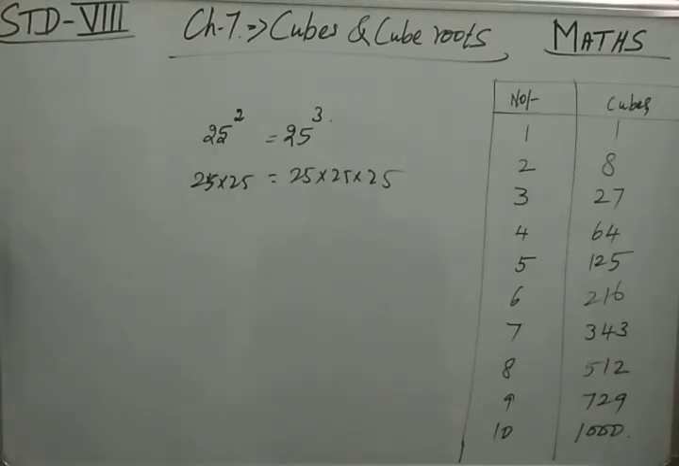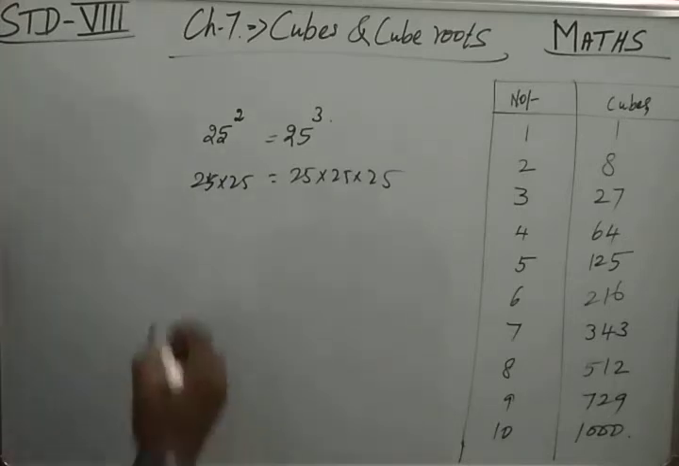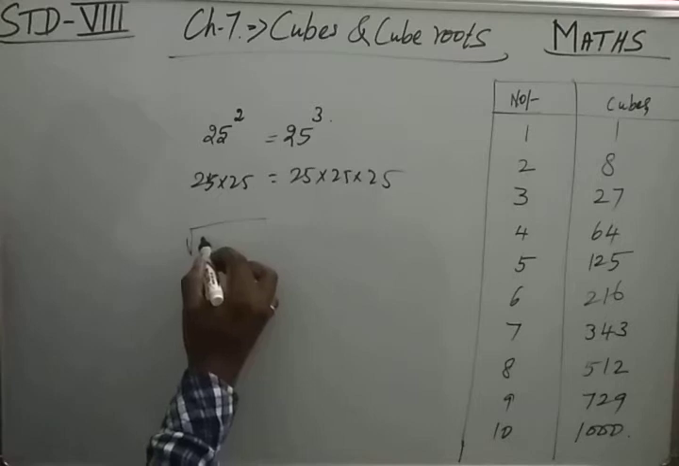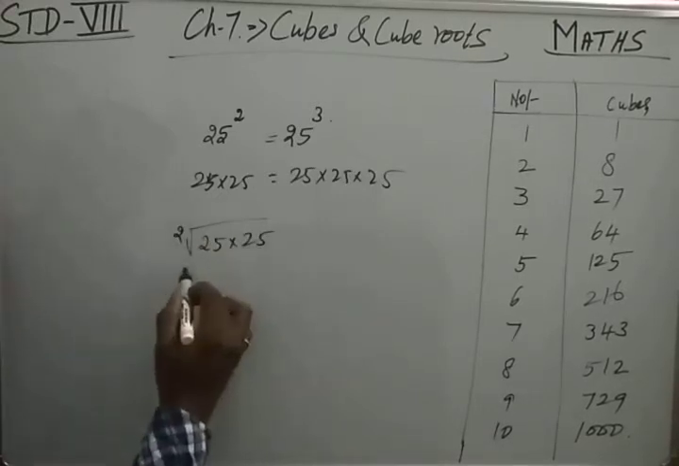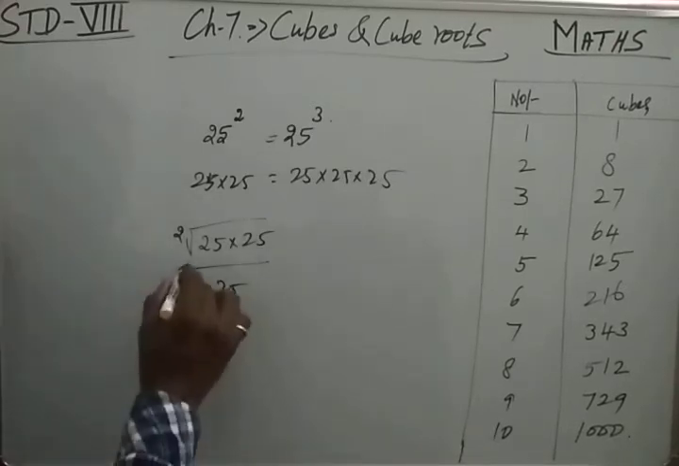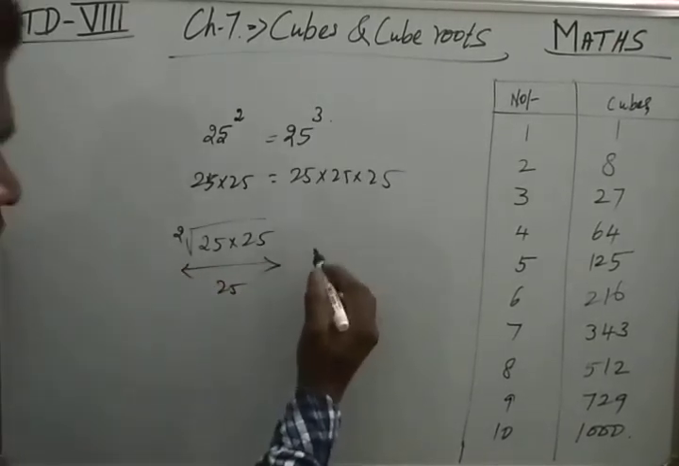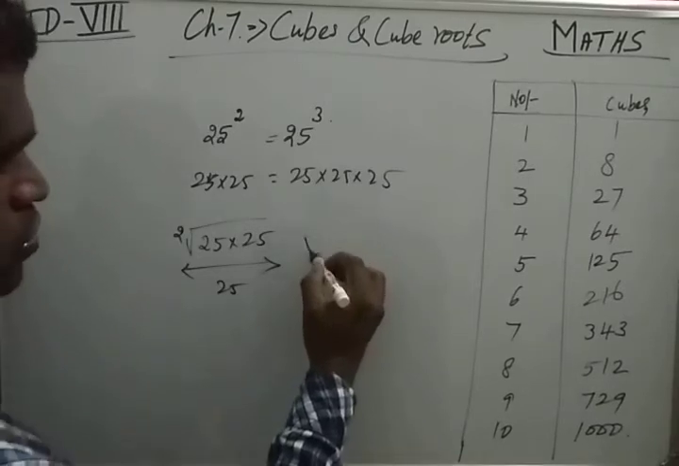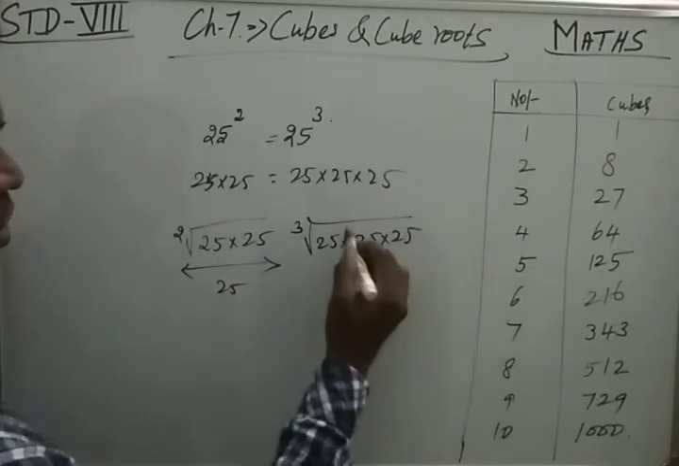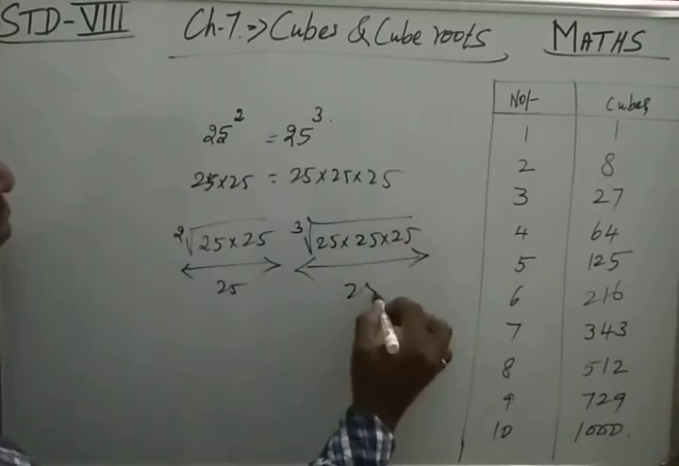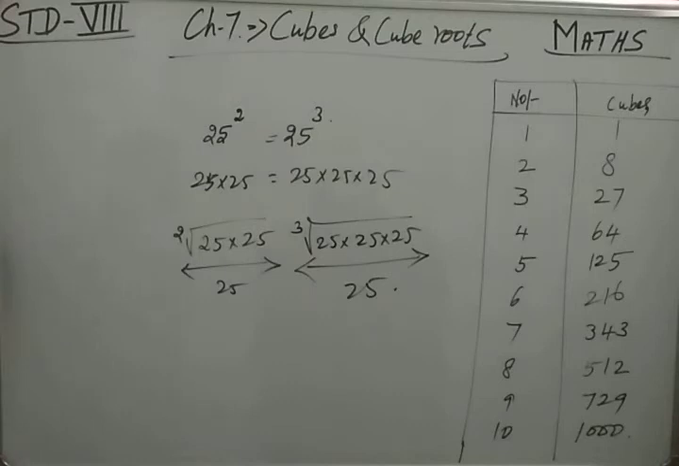Cube roots. For square roots, you take the root value of 25 into 25: for the two numbers we take one number outside. But in cube roots, 25 multiplied by 25 multiplied by 25, for 3 numbers we take one number outside. This is the difference between square roots and cube roots.